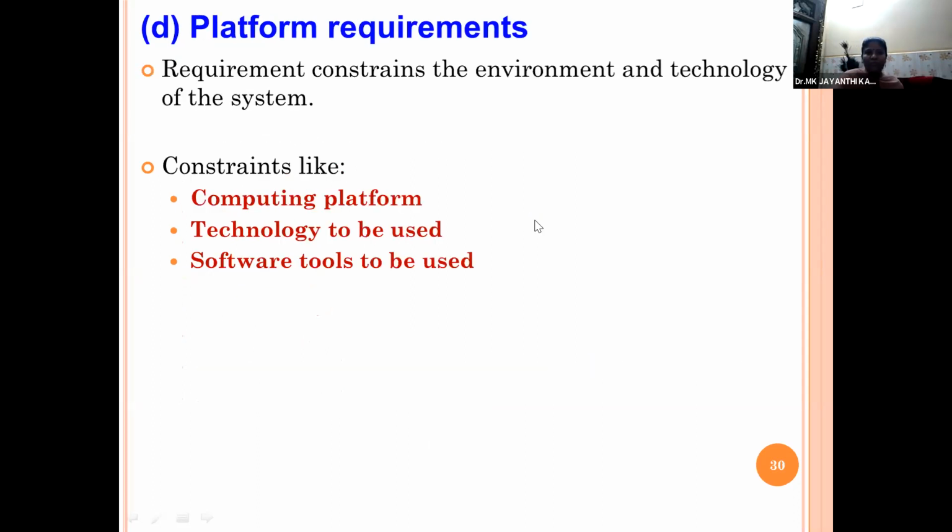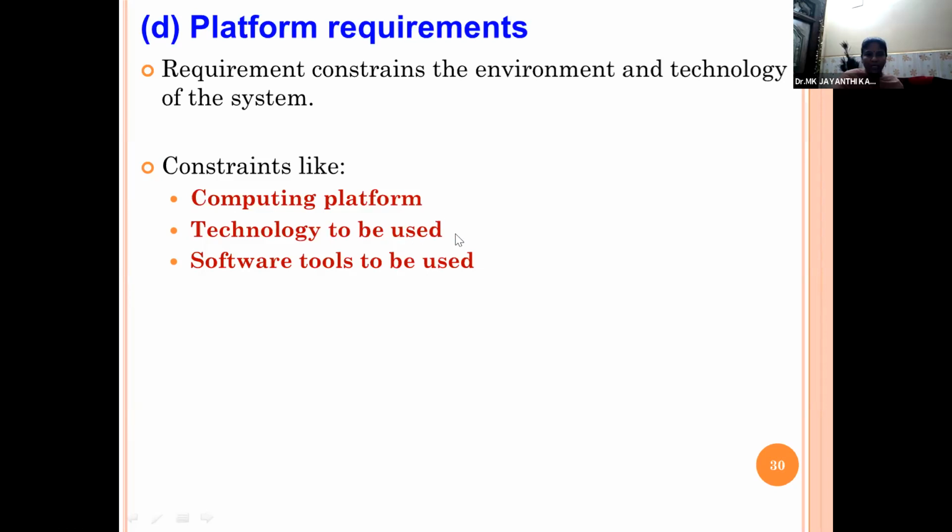The fourth one is called platform requirements. Requirements constrain the environment and technology of the system. So the constraints on the computing platform: whether the project will work only on a laptop or a desktop or on the Android platform, depending upon the operating system. If your project will support only the Windows operating system, then Linux and Unix operating system people cannot make use of your project. Or if your project is created for Android phones, then iOS platform people cannot access it. So the computing platform plays an important role.